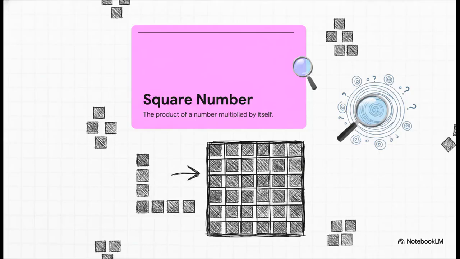So here is our formal definition. A square number is the product of a number multiplied by itself, like 5 times 5 equals 25. But hey, you don't need to just blindly memorize that sentence because you've just seen exactly how it works with your own eyes. Just remember, when you multiply any number by itself, you are creating a square number.